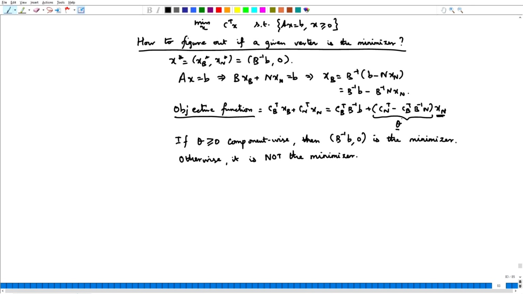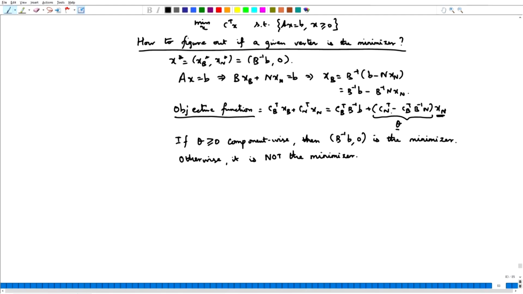So, after taking a set of m linearly independent vectors forming a set of basic variables and non basic variables, right, you have a very simple way of finding whether it is a minimizer or not. What should you do?